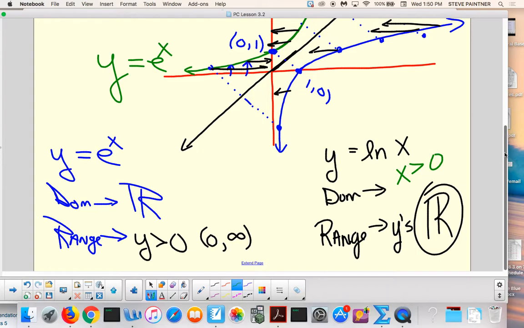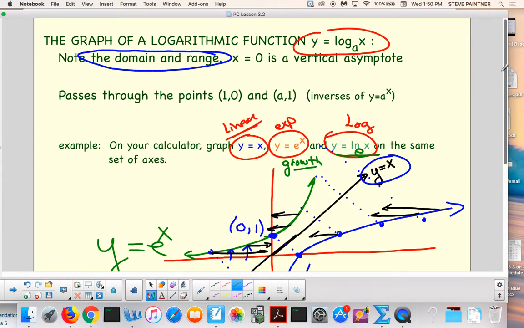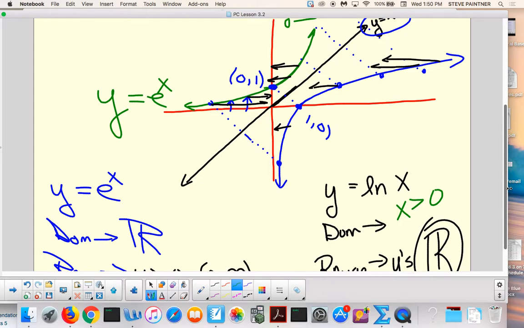That's what you're supposed to note. Okay. See, I couldn't read it to you in the beginning because you didn't even know what I was talking about. Also, did you notice this? X equals 0 is a vertical asymptote. Did you notice that? Oh, good.